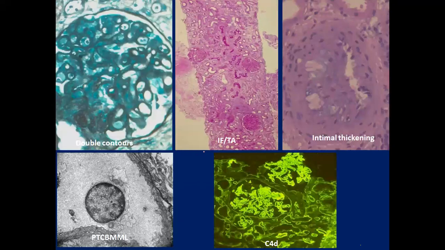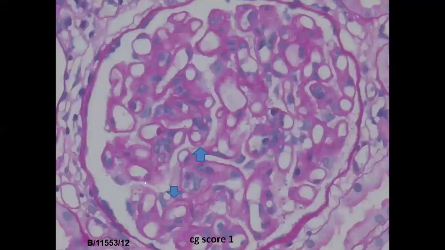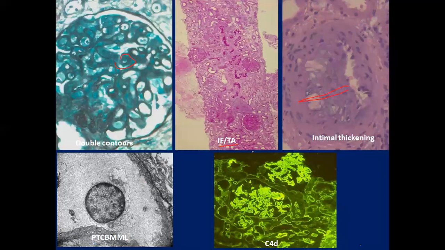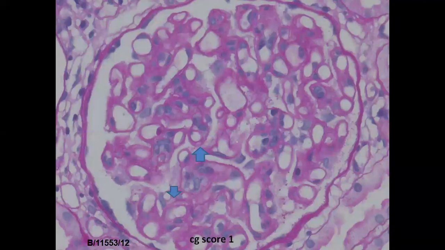So this is the image which highlights this further, that you can see the duplication of the glomerular capillary loops, which I'll highlight in one or two more images. There is IFTA, and this is a vessel which is showing thickening of the intima. So there is intimal thickening, and this is electron microscopy which shows peritubular capillary basement membrane multilayering, and C4D has to be positive.